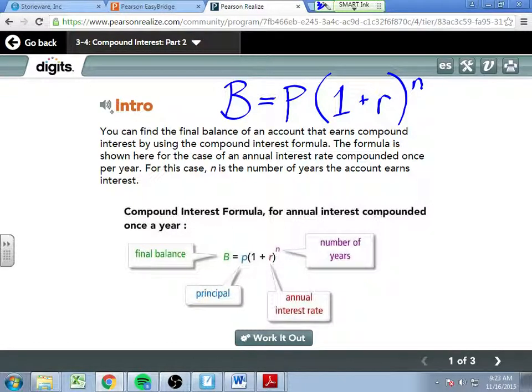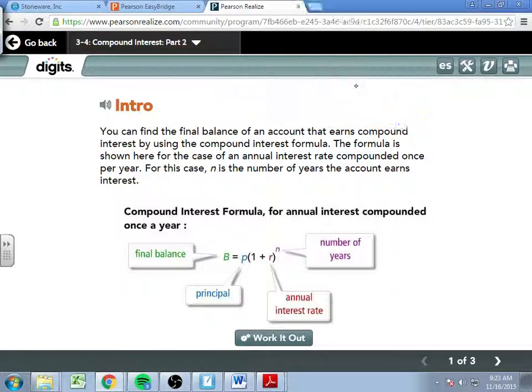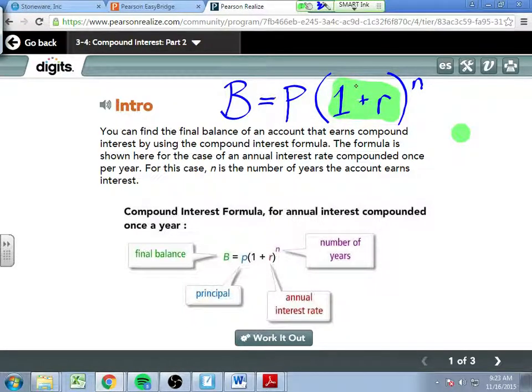So why do you think we use this 1 plus the rate? What do you think that 1 is in there for? So what if my number of years is 1? Does the exponent of 1 change anything? No. So if I think about this after 1 year, there really is no exponent. Think about the principal times 1. That's the amount that you started with.